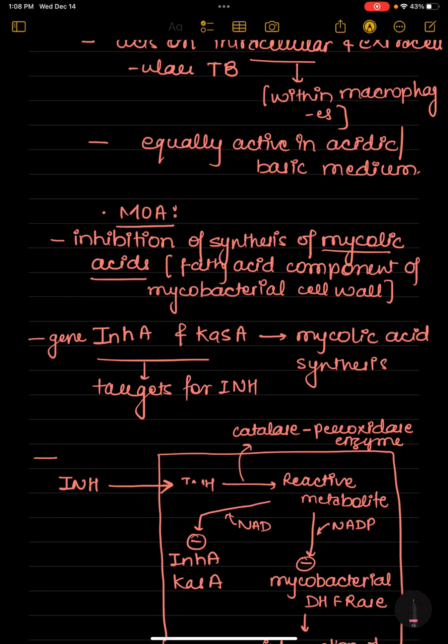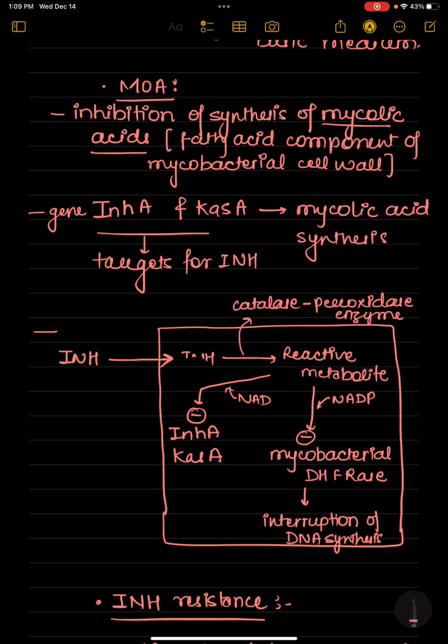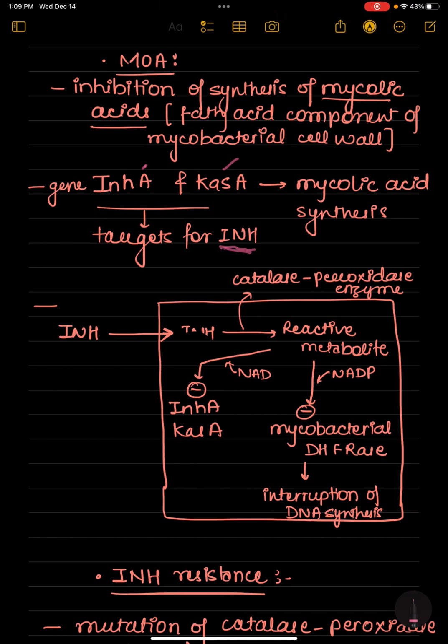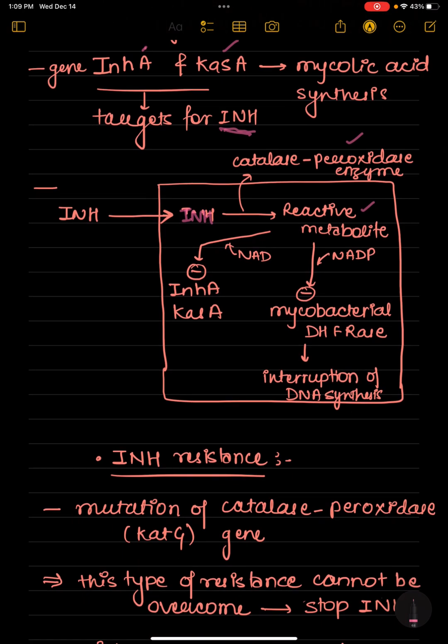What is the mechanism of action of isoniazid? It inhibits the synthesis of mycolic acid. The genes responsible for mycolic acid synthesis are INHA and KASA, and these genes are the targets for isoniazid. Isoniazid enters into the cell of tubercular bacilli, where it converts into reactive metabolite by the enzyme catalase peroxidase. This reactive metabolite adducts with NAD and inhibits the mycolic acid synthesizing gene.